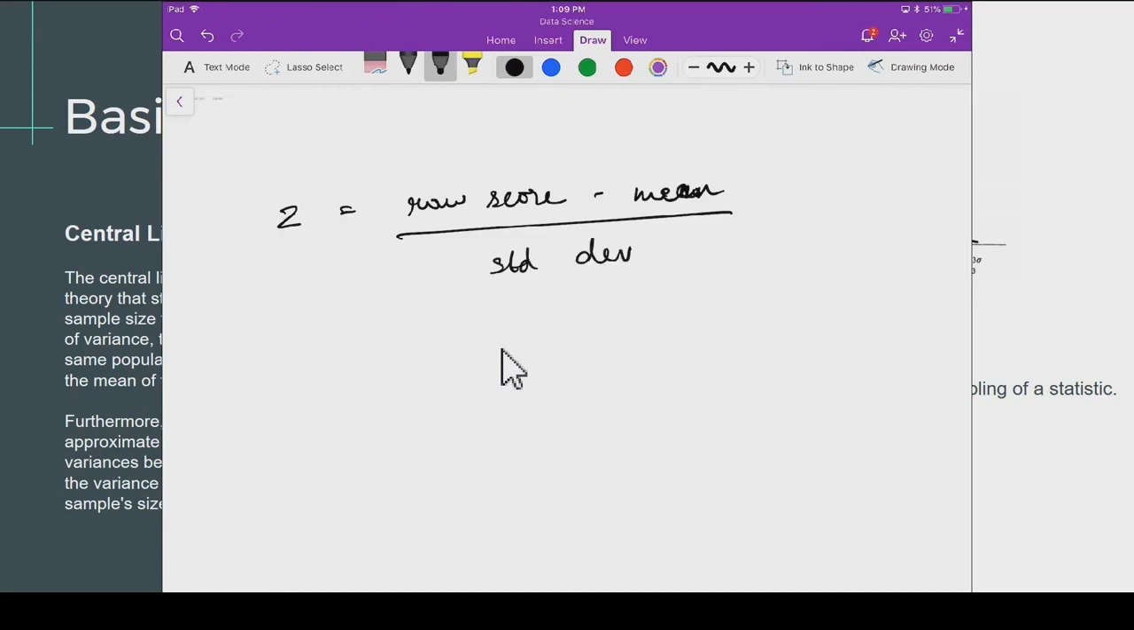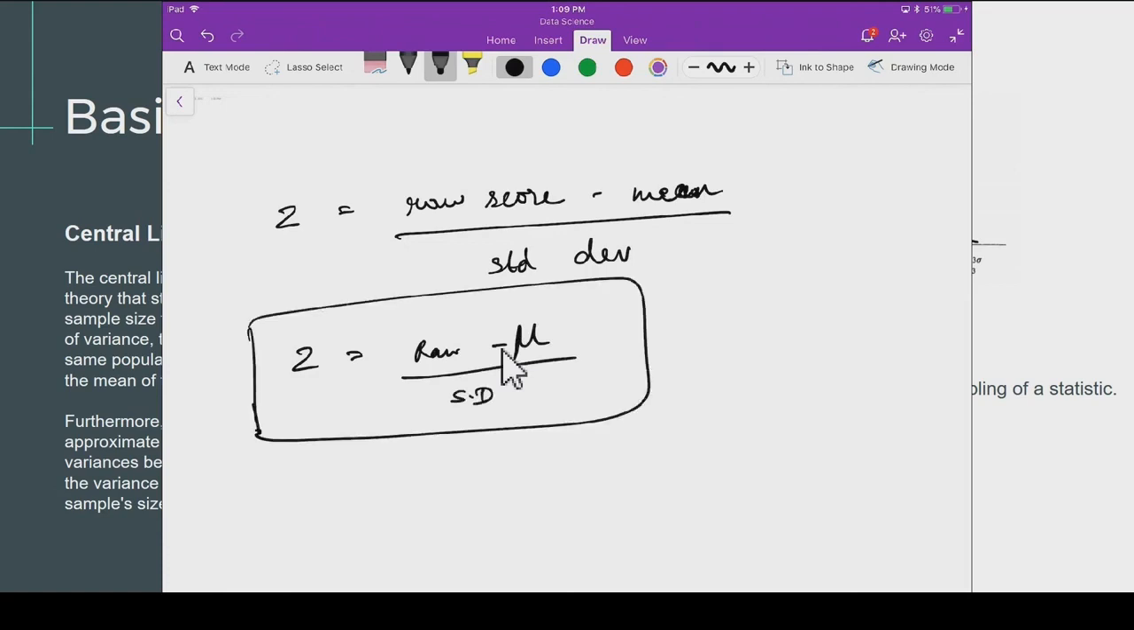Now, if you try to interpret this value, z is equal to raw score minus the mean upon standard deviation. This helps us understand how many standard deviations the score is above the mean or below the mean. So if the z-score for a student is, let's say, 1.5, this would be interpreted as this person has scored around 1.5 standard deviations above the mean.